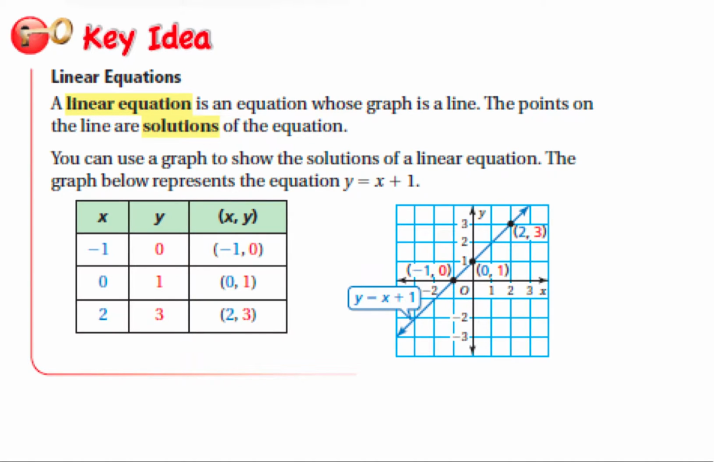Any point that's on that line is called a solution of the equation. You can use the graph to show the solutions of a linear equation. This particular graph and table show the equation y equals x plus 1. To graph today, we're going to learn different types of strategies for graphing. But for today, we're going to be using tables similar to the one in this picture to generate some points, some ordered pairs, and then we're going to be plotting those ordered pairs onto our graph.